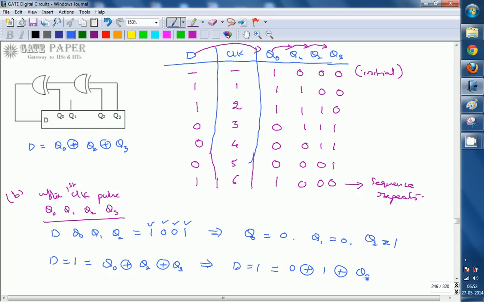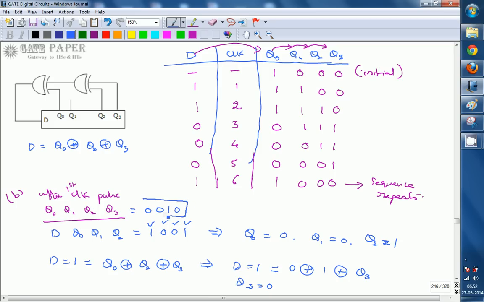So what will be the value of Q3 from this one? We know D is 1, and that is a 3-input XOR gate. For a 3-input XOR gate, the output will be 1 if there is an odd number of ones, which means you must get only a single one. If you take Q3 as 1, you will get an even number of ones, and by that time D will be 0. So from this one you can finalize Q3 is equal to 0. So Q0 is 0, Q1 is 0, Q2 is 1, Q3 is 0. This 0010 is the initial combination.